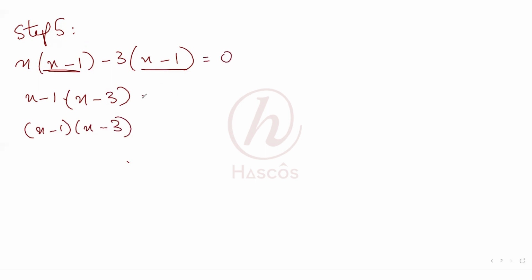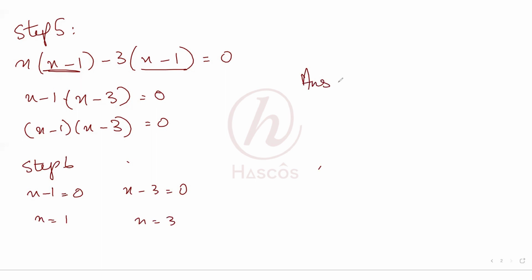We obviously have to attach an equals to 0 from earlier. Step number 6 is simple solve. x minus 1 equals 0, x minus 3 equals 0, x is equal to 1, x is equal to 3. Answers are 1, 3.